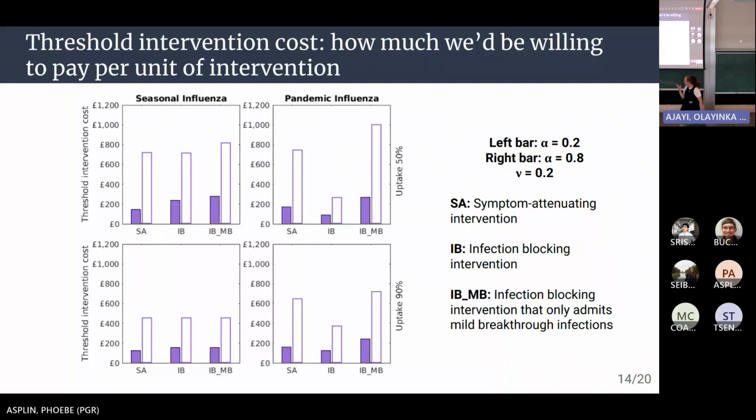But I started thinking about it and realized that it doesn't actually really make any sense. If you just have an infection blocking intervention, you're going to stop the same number of cases regardless of whether you have symptom propagation or not. So it should be.